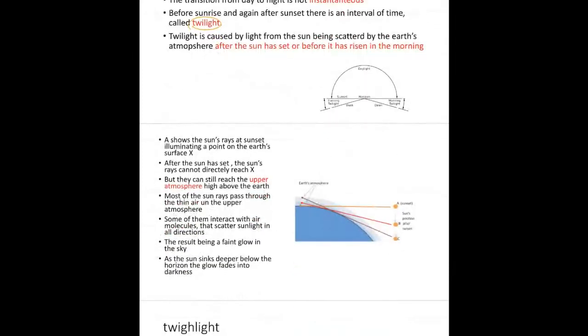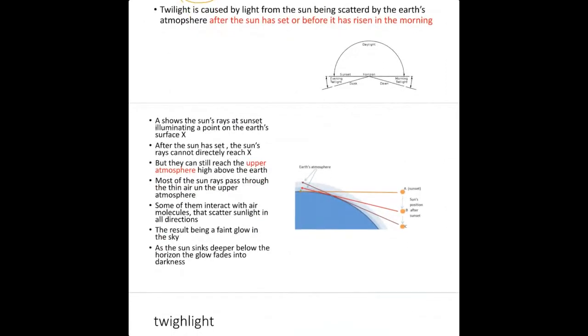So this is represented on this diagram here. If the sun is at sunset, then the rays of sunlight can illuminate this point X here. But when the sun sinks deeper below the horizon, the sun rays cannot reach point X anymore. So they go to the upper atmosphere above the Earth, where most of the sun rays will be passing through the very thin air. But still, some of the sun rays will interact with the air molecules that are there, and that will scatter the sunlight in all directions.